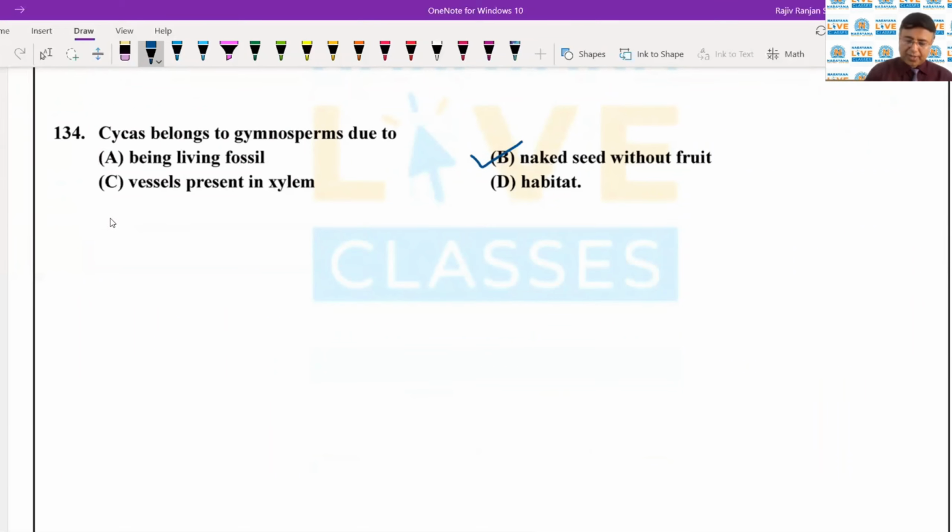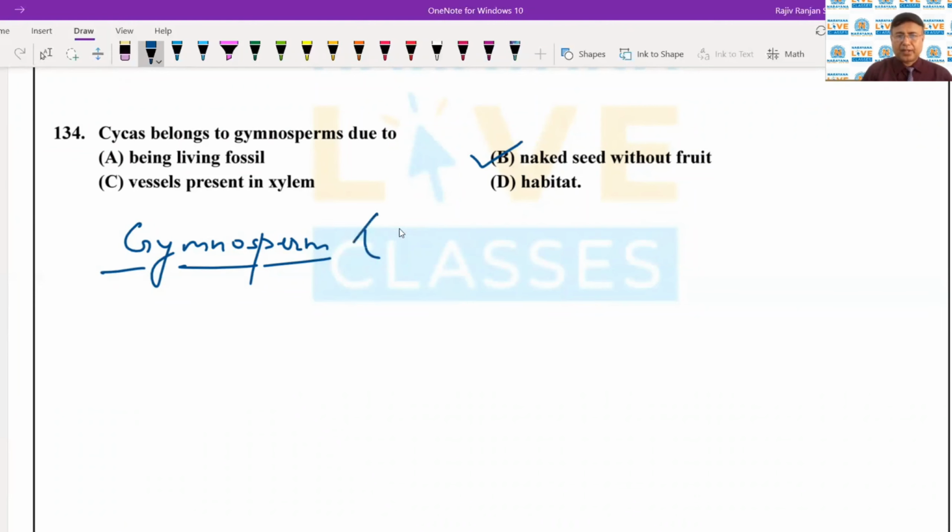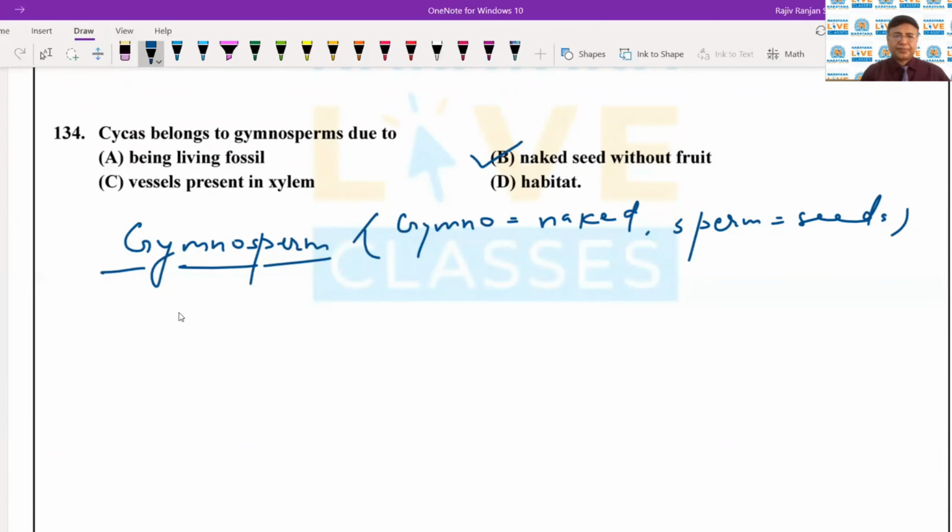Literally, gymnosperm, a term given by Theophrastus, literally means: gymno means naked, and sperm means seed. So these are the phanerogams.